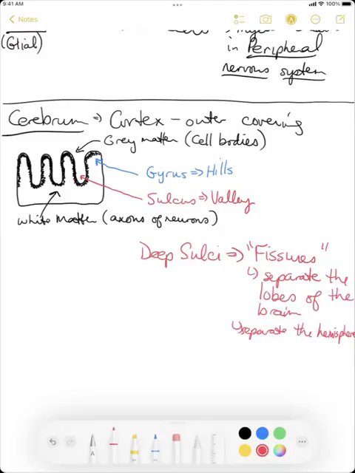And if we were to look at the brain itself from a top view, there would be all these folds that exist. This deep sulcus that exists between the left and right halves of the brain is called the longitudinal fissure.